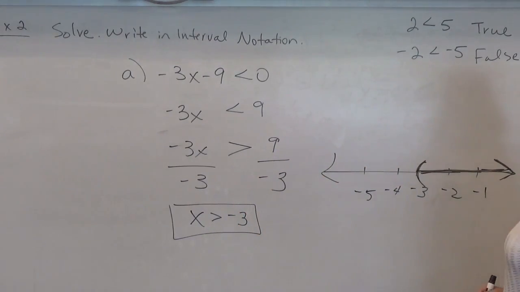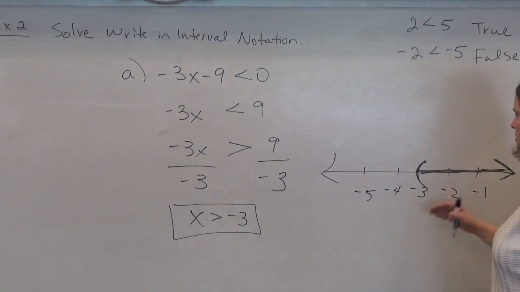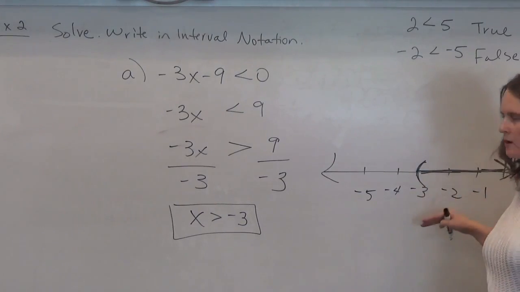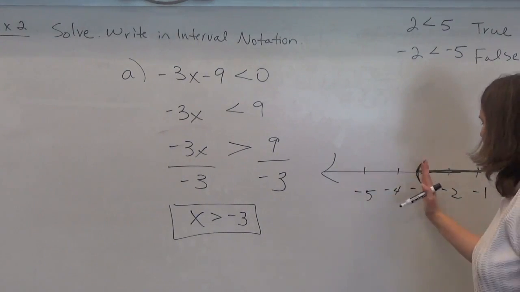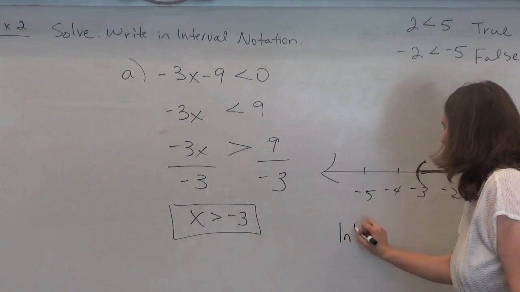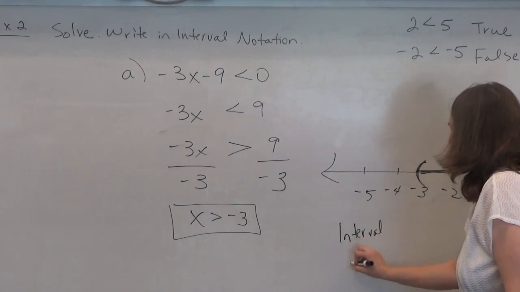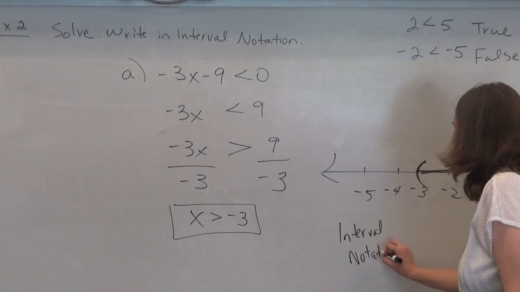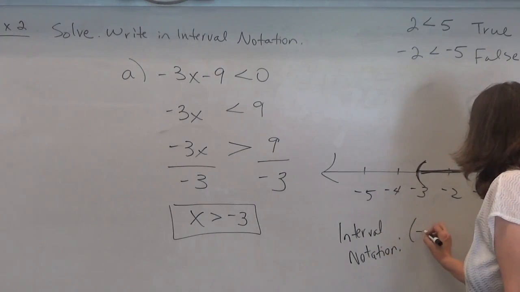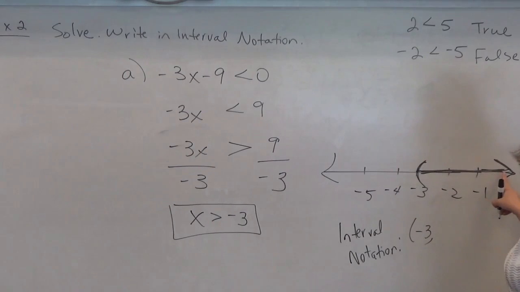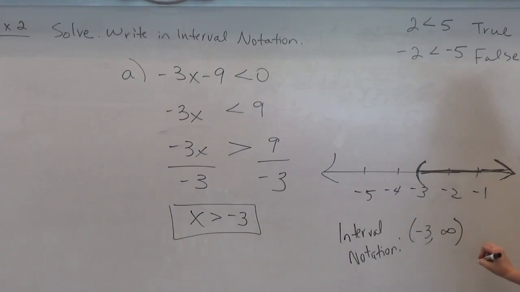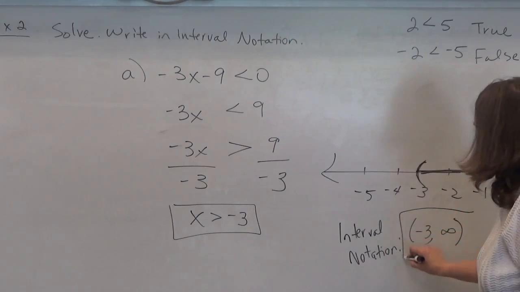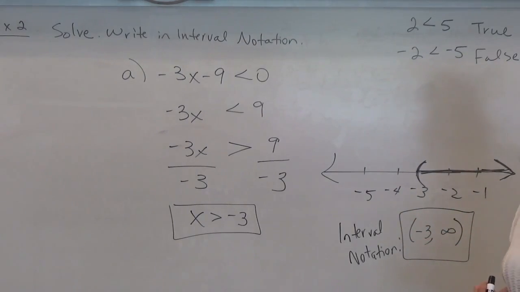Now that I've got it on the graph, interval notation is just a shorthand way of writing the graph. The graph begins at negative 3. So in interval notation, I need to write parentheses, negative 3, comma. And then how far does it go? It goes to positive infinity. So put the infinity, and infinity always has the round parentheses symbol with it. It never has a square bracket with infinity. So that's your interval notation: parentheses, negative 3, comma, infinity, parentheses.